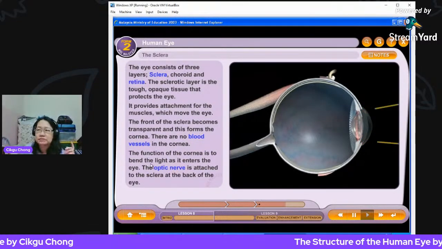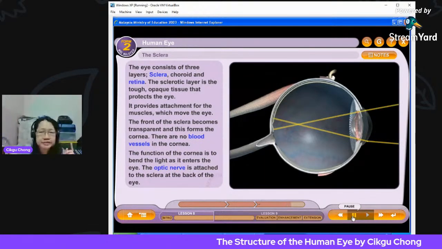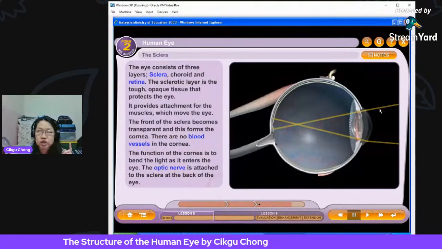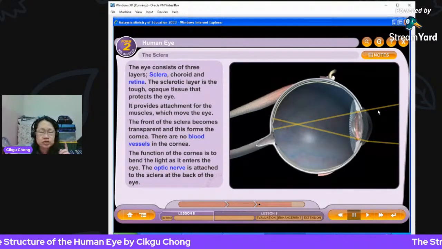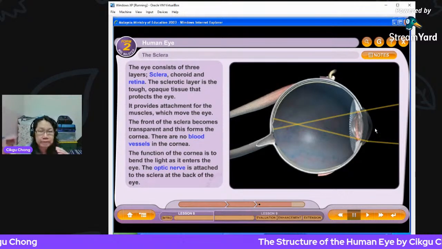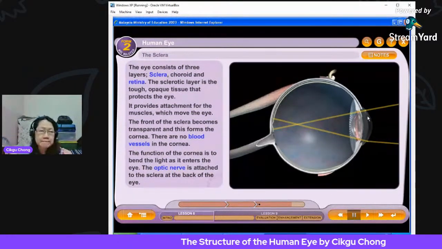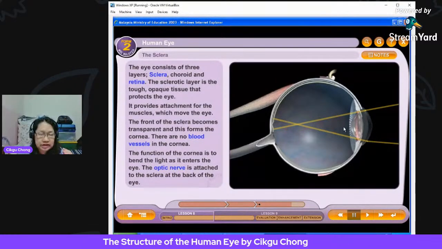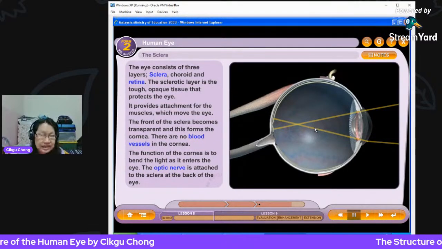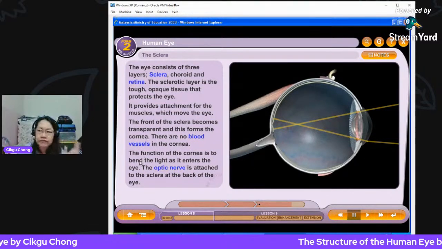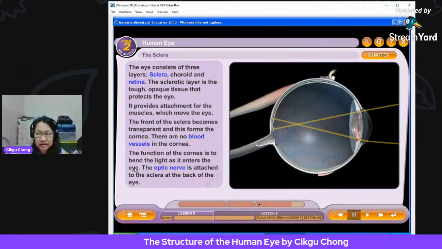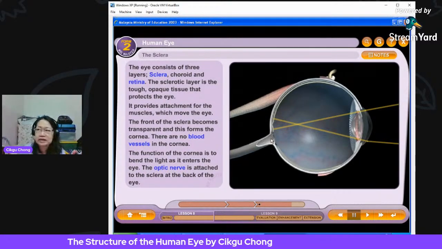Now, what's the function of the cornea? You see the eye, and the yellow line you see here is the light. The light enters the eye and then it will be bent, we call it refracted, by this layer called the cornea, and it is also refracted in the lens and in this liquid inside here. Later we will see. So the function here is to bend the light, or refract the light, as it enters the eye.